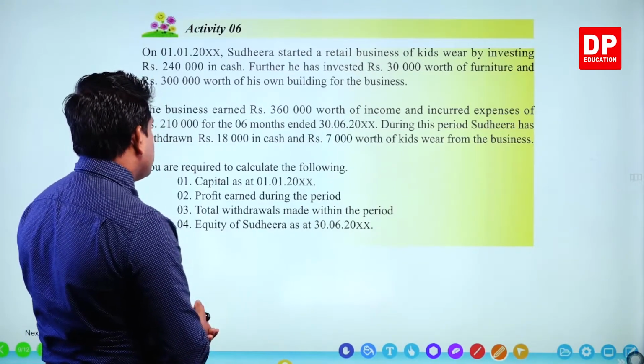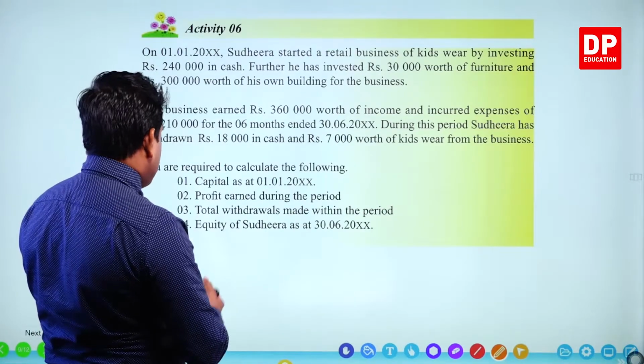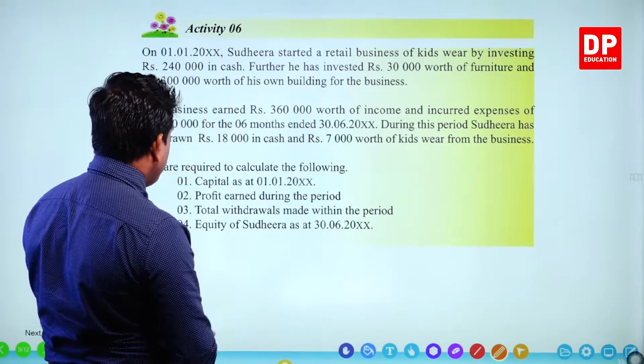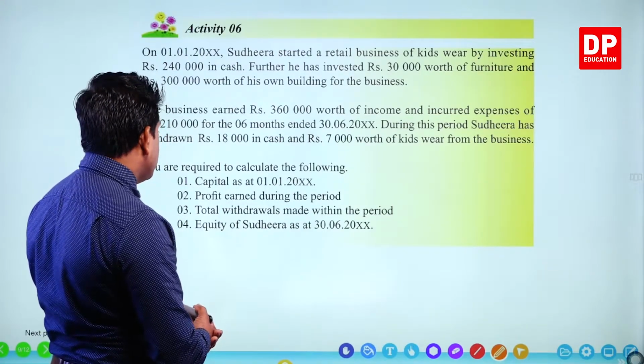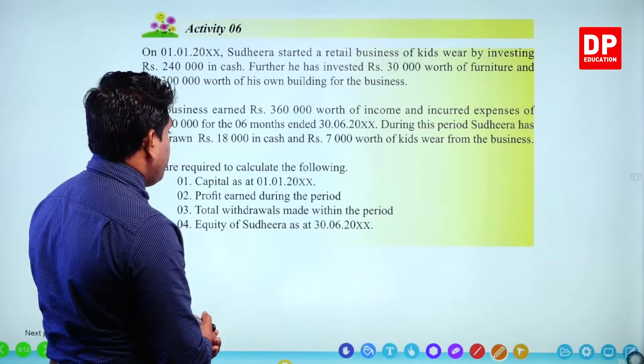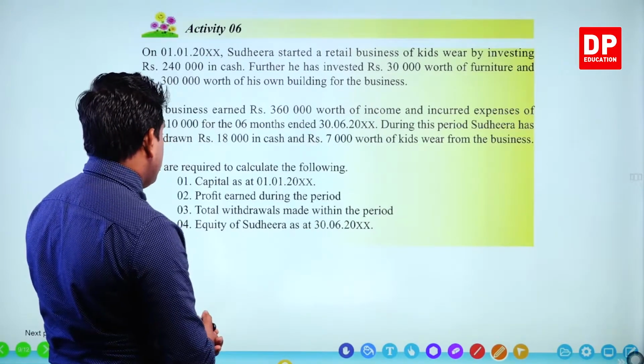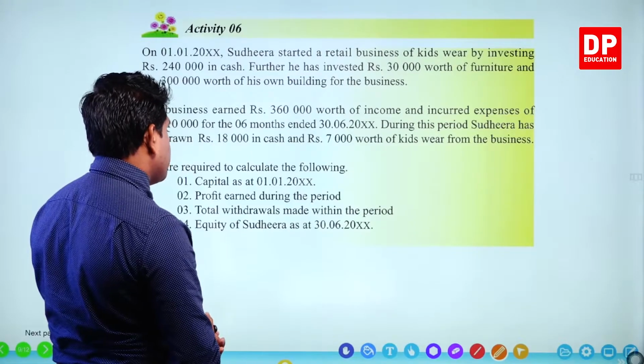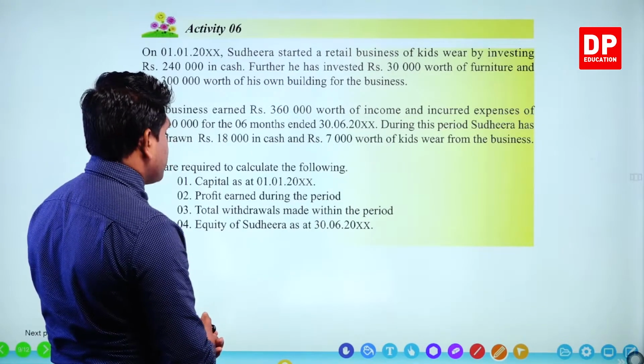You are required to calculate the following. Capital at 1st of January 2020. Profit earned during the period. Total withdrawals made within the period. Equity of Sudhir as at 30th of June 2020.